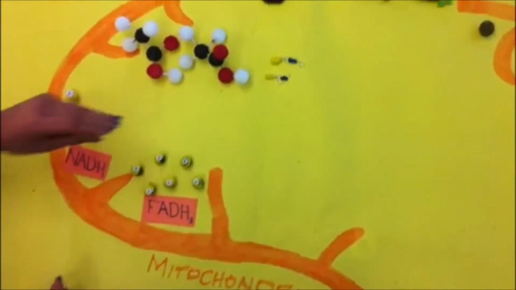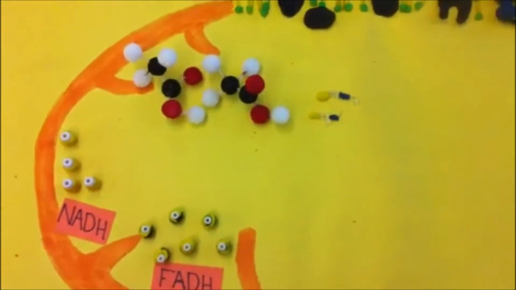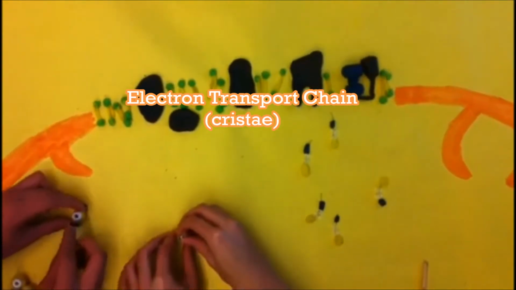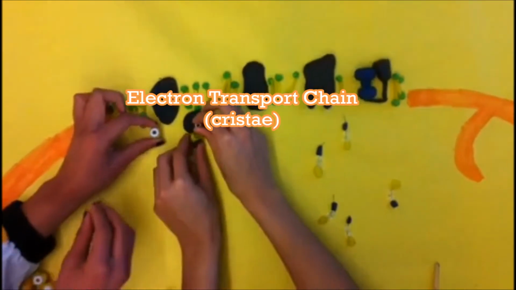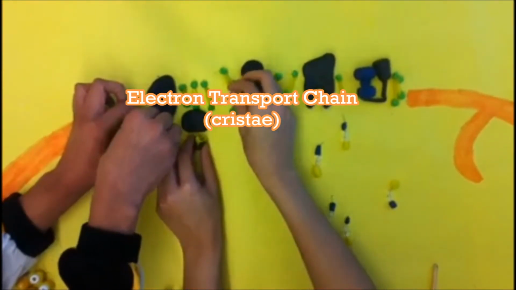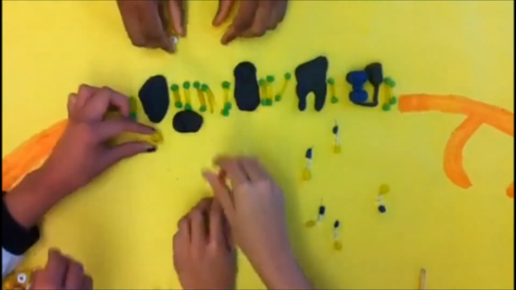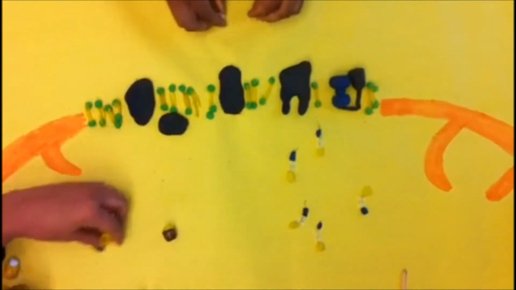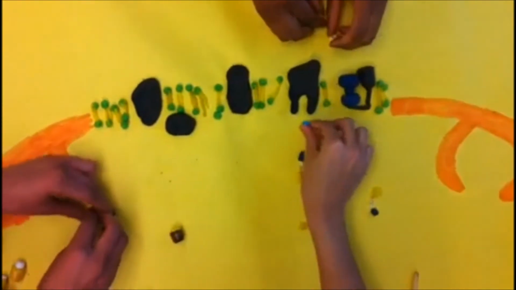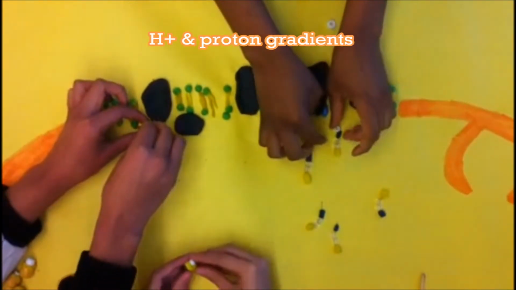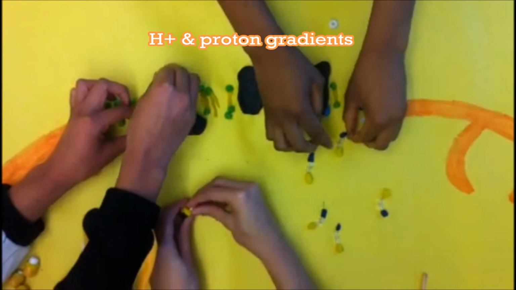What is the electron transport chain, you ask? Well, I can tell you. The electron transport chain is the collection of molecules embedded in the inner membrane of the mitochondria in eukaryotic cells. Electron carriers alternate between reduced and oxidized states as they accept and donate electrons. Electrons from the chain come from NADH and FADH2. I told you, don't forget that NADH, it's an electron carrier.